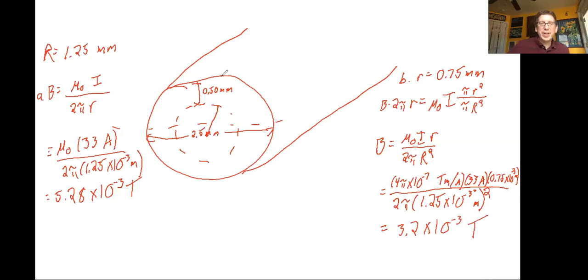So it's 5.3 times 10 to the negative 3 Tesla at the surface. You're increasing linearly as you go out. So it's 0 at the center. Here it's 3.2 times 10 to the negative 3 when you're about 3/5 of the way there, I guess. So, okay then.